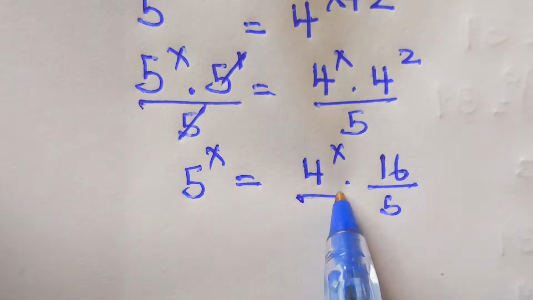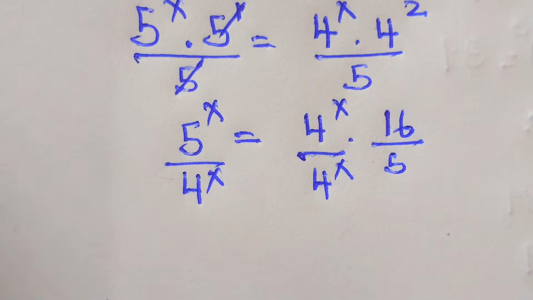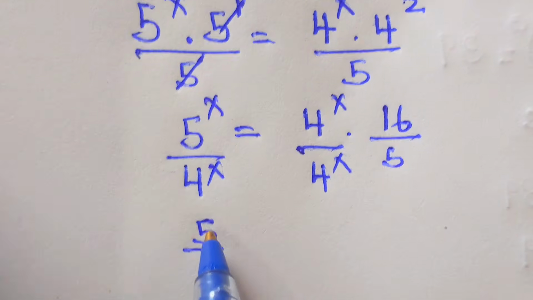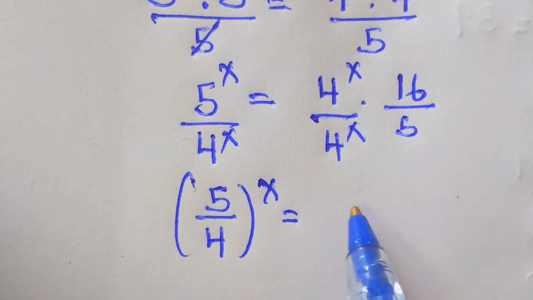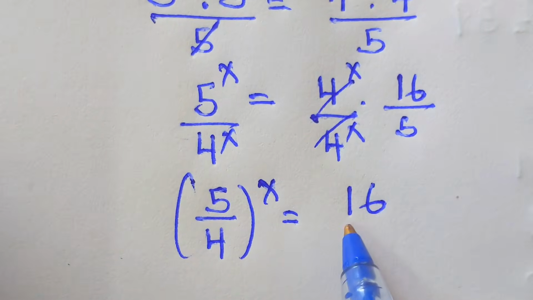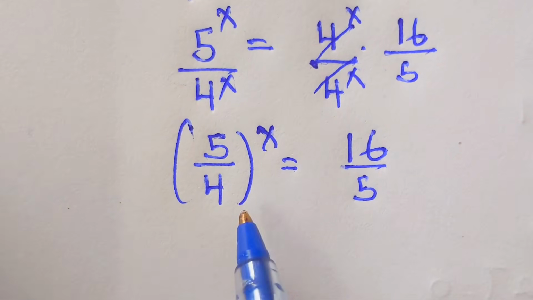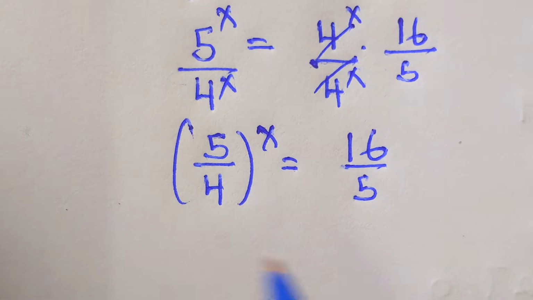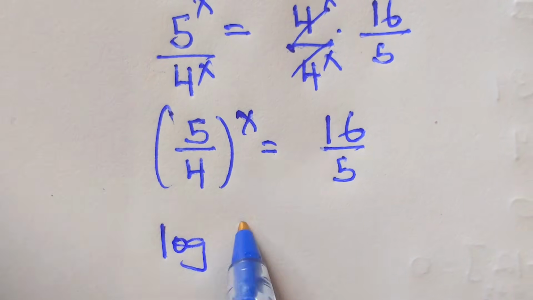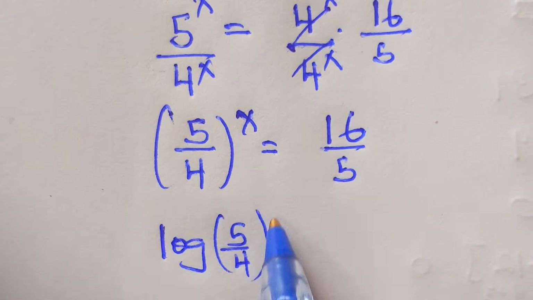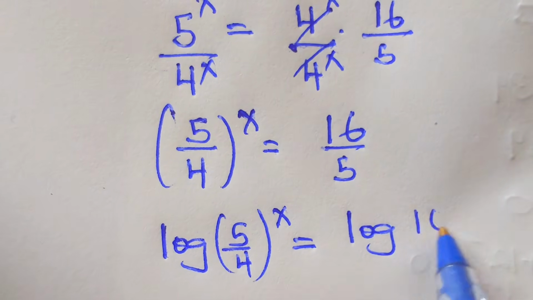Here we divide both sides by 4^x, so we should get (5/4)^x = 16/5. As you can see, we have an exponential equation. That's why we apply logarithm on both sides to get log of (5/4)^x equals log of 16/5.